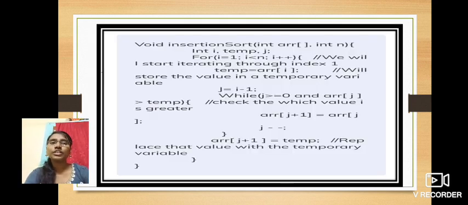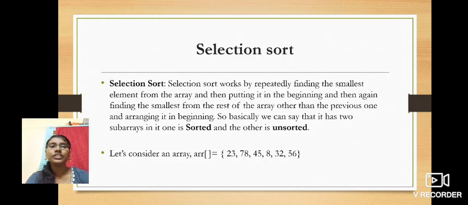This is the program for the insertion sort, void insertion sort, int array, int n, int i, temp, j, where i is equal to 1. Store the value in a temporary variable. Check the value of i, and compare that value with the temporary variable.